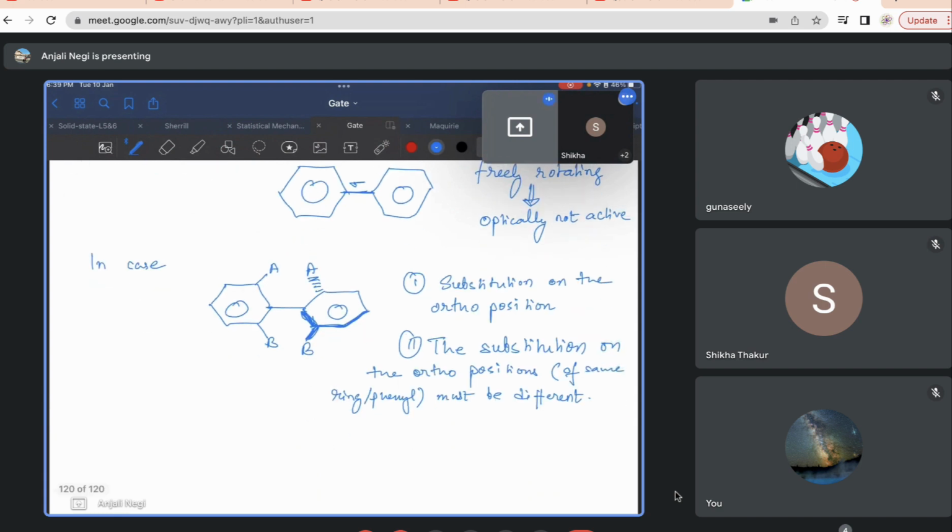And finally, in the case of large substituents in the ortho position, these substituents interfere mechanically, behave as obstacles and restrict the free rotation that was present initially. These two benzene rings will become perpendicular to each other, and hence the molecule overall becomes chiral, and the mirror image of this molecule will not be superimposable. Thus it will show optical activity. Keeping this in mind, I think now we are good to solve our problem.